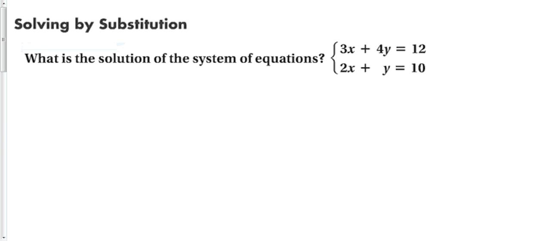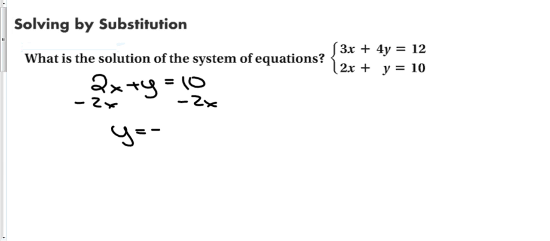Looking at my first problem, I want to decide: is it easy for me to isolate one of the variables? Looking at this variable, y, it's by itself. That's what I'm looking for: a variable equal to something, or a variable with a coefficient of 1. So taking the bottom equation, 2x plus y is equal to 10, I want to get y by itself. I'm going to subtract 2x from both sides. That leaves me with y is equal to negative 2x plus 10.